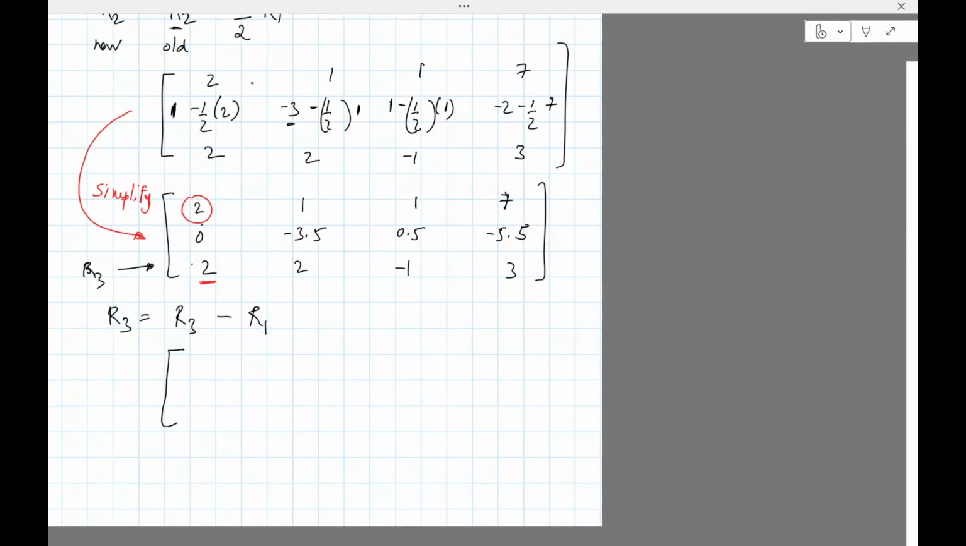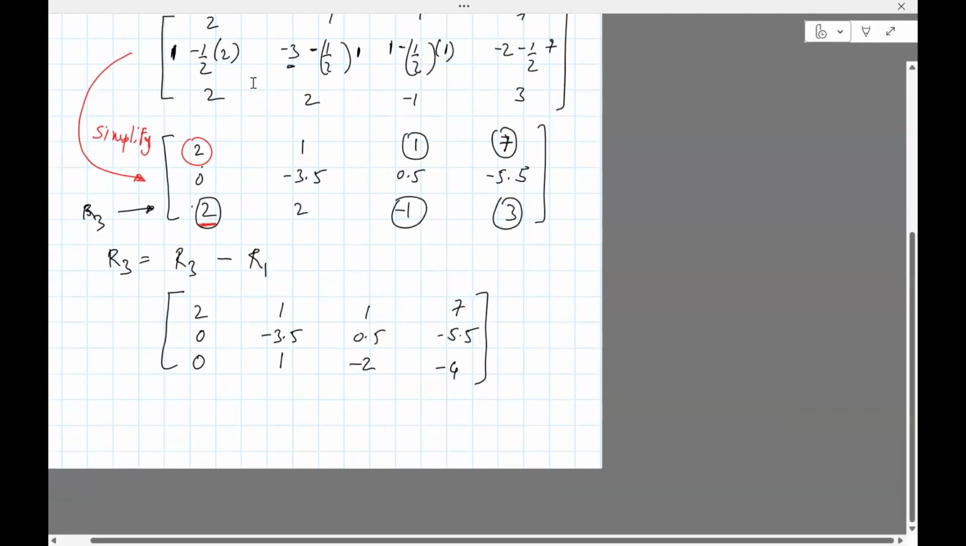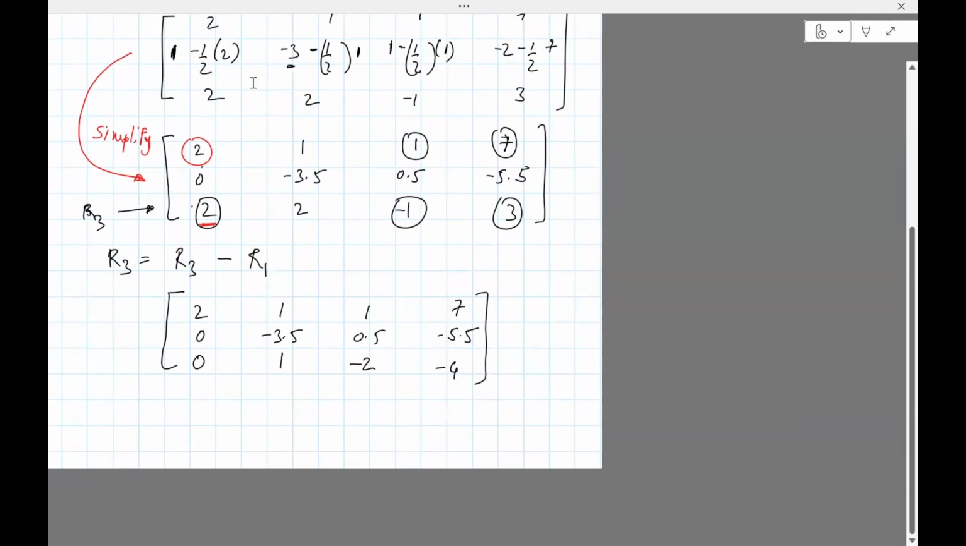So the first row remains unchanged. The second row remains unchanged. I'm not modifying it. Now this one would be 2 minus 2, essentially 0. 2 minus 1, 1. Minus 1, minus 1, minus 2. 3 minus 7, minus 4. Okay, that was easy just because it was row 3 minus row 1.